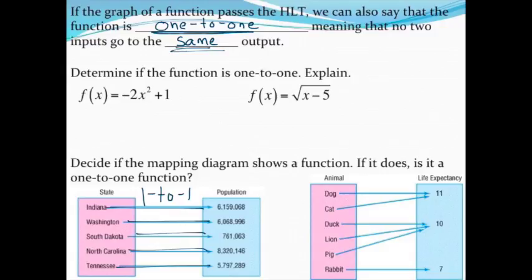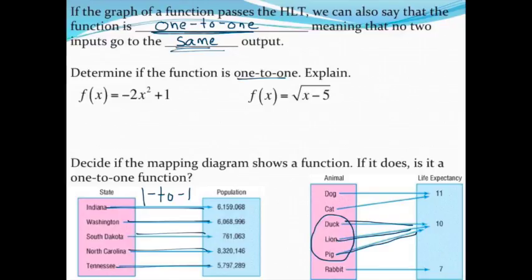Remember, a function means every input has exactly one output. But things like this would be a problem for being one-to-one. We can't have three different inputs going to the same output. It's still a function, it's just not a one-to-one function. So to determine if a function is one-to-one, just graph it and see if it passes the horizontal line test.